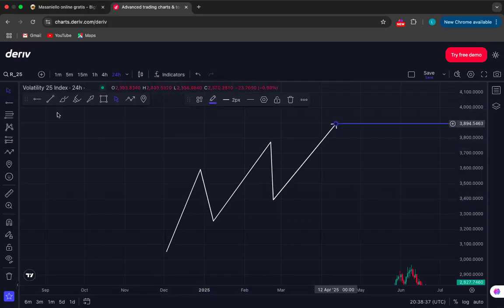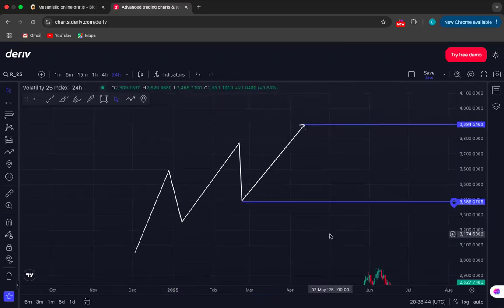I'm interested in this area here. This area here is my point of interest. All right. And then, again, we said for this to keep being an uptrend, we have to see something like this, a break of structure, a break to the upside, right?